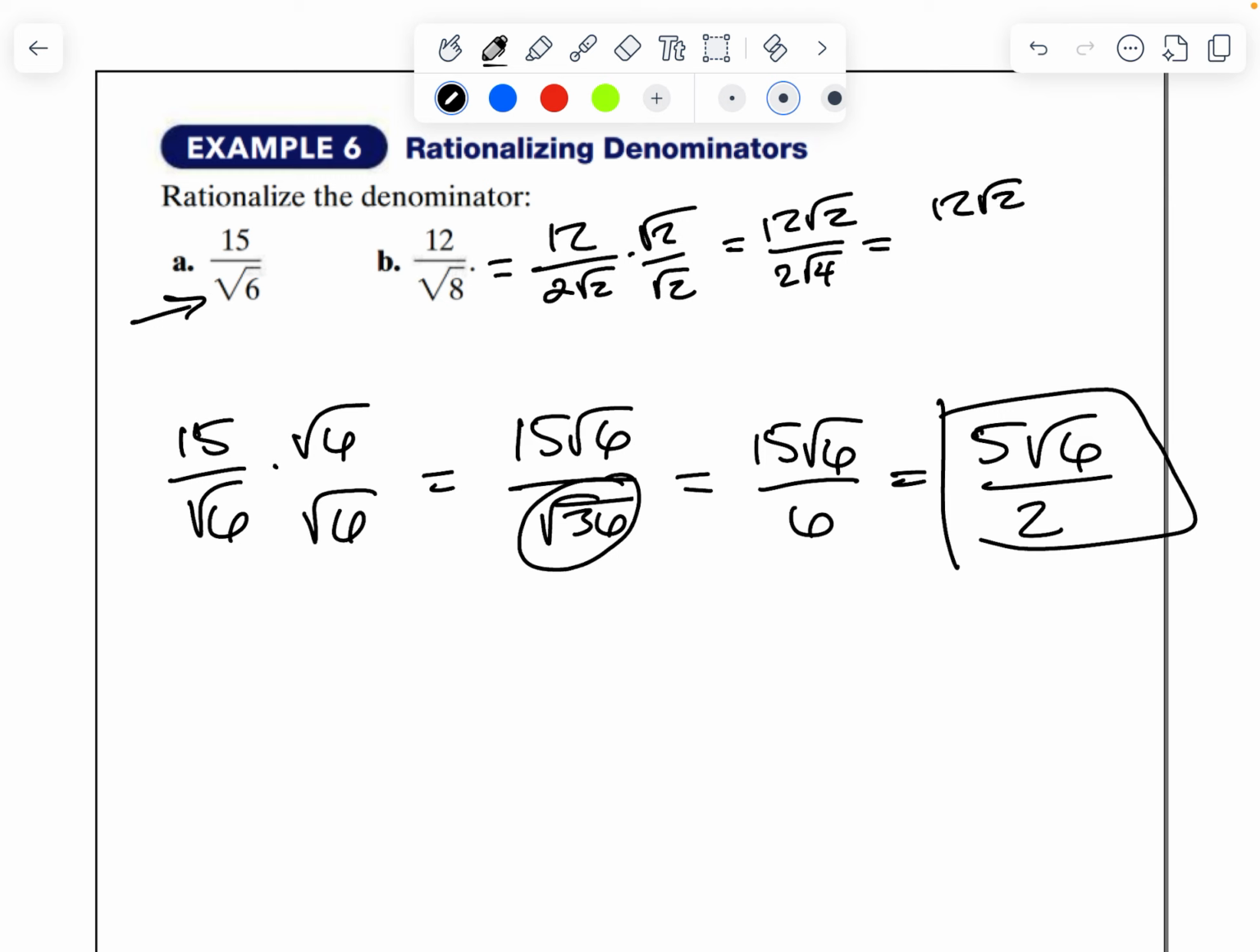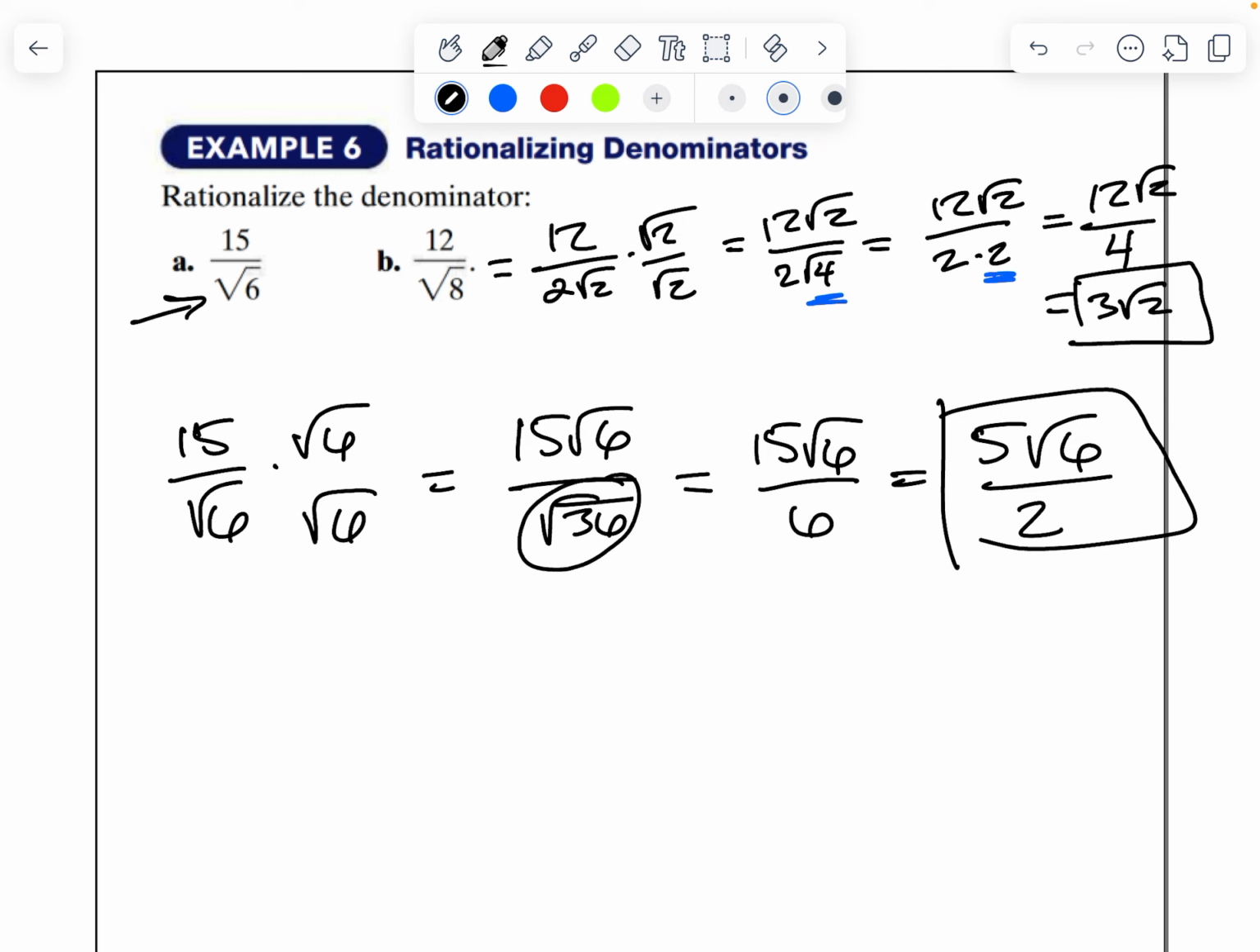12 square root of 2 over 2 times 2, right? Because the square root of 4 is equal to 2. So that's 12 square root of 2 over 4. And again, if we can simplify the fraction and divide by the same thing on top and bottom, we want to. We can divide both of those by 4. 12 divided by 4 is 3. And 4 divided by 4 is just 1. And so we don't have to write the 1 in the denominator. Our final answer is just 3 square root of 2.